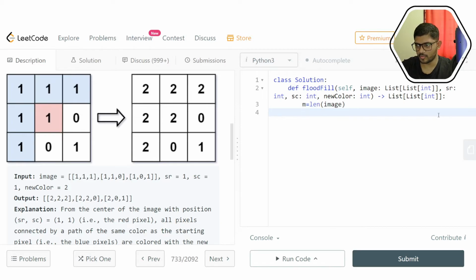Get the number of rows in the given matrix, that we denote by m, and get the number of columns in the given matrix, that is obtained like this: n is equal to length of image of 0. Then we define something called old color, which is the color at these particular coordinates sr, sc. Sr and sc are integers given as inputs. Then we also need to initialize an empty set in order to keep track of the cells that we have visited.